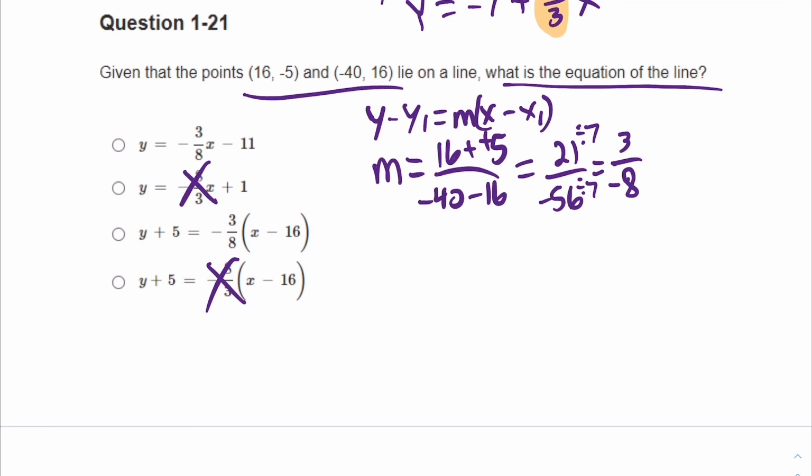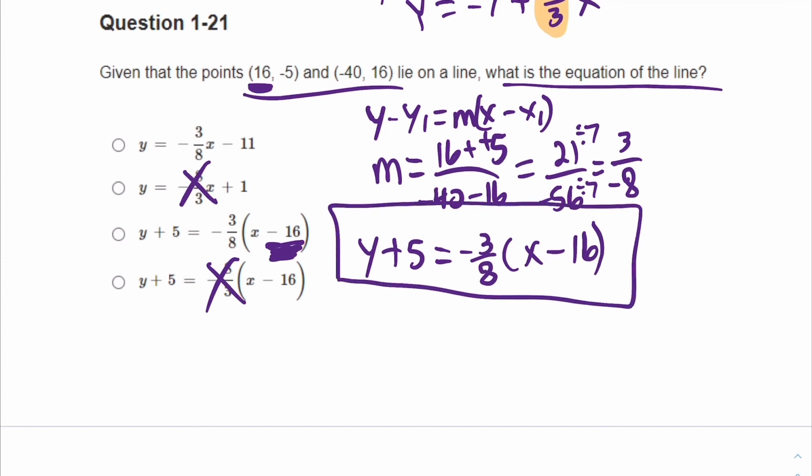Now that we have the slope, let's put this in point slope form. Since they used a 16 here, I'm going to use this first point. y plus 5 equals negative 3 over 8 times (x minus 16). And what we just wrote is the same as C.